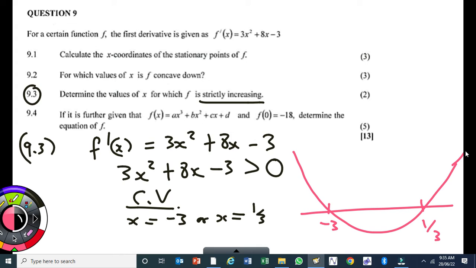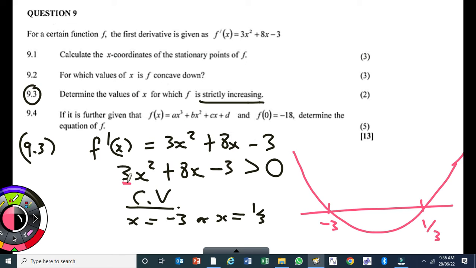You know what? I still don't understand why you learners have got problems with quadratic inequalities. I still don't understand.